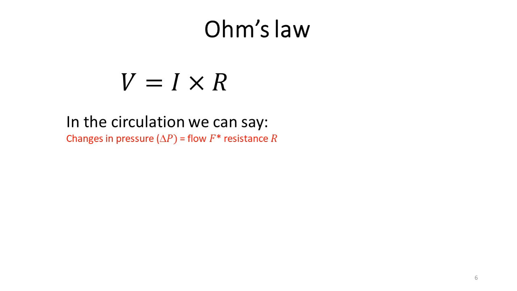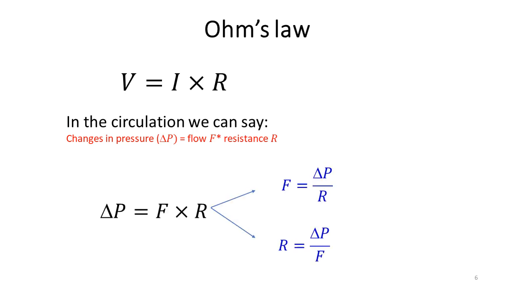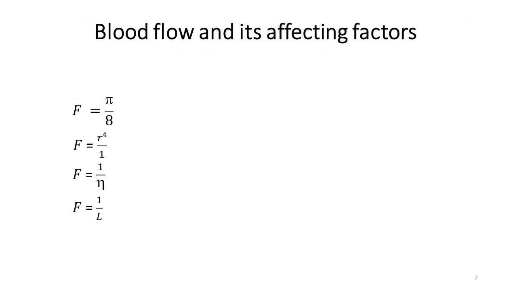So we can find F and R by this equation. Here you can see F or flow can be calculated as delta P divided by R, or R can be calculated as delta P divided by F. Here you can see which factors have an impact on blood flow. A scientist named Poiseuille did some experiments and found which factors have a role on blood flow.